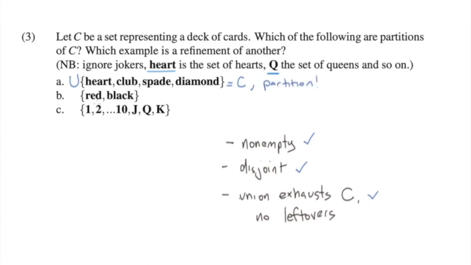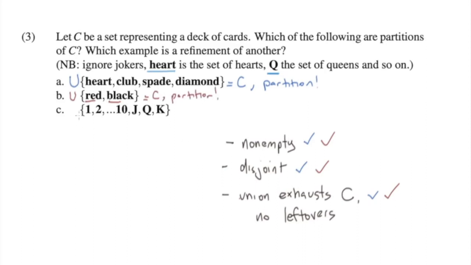Okay, what about red and black? Well, it's very similar, right? They are non-empty, they're disjoint, no card is simultaneously red and black, and the union exhausts the set of cards, right? So if we take the union of red and black, it equals the set of cards because there are no leftover cards. There are no cards which are neither red nor black. So this is a partition as well.